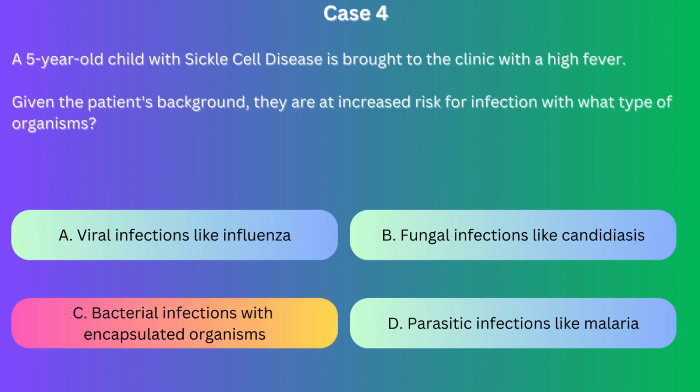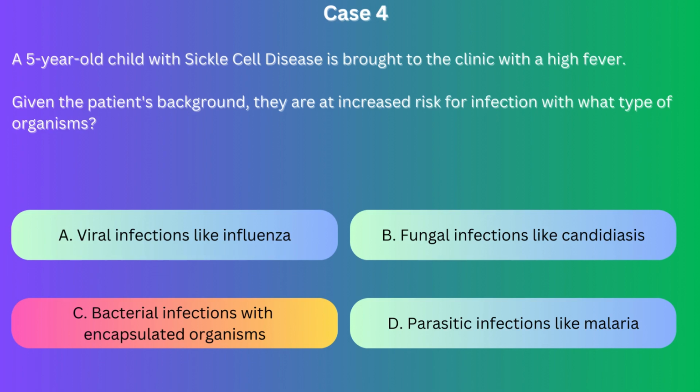Correct answer, C. Children with sickle cell disease are particularly susceptible to infections from encapsulated bacteria due to impaired splenic function or functional asplenia. The spleen plays a crucial role in filtering bacteria and mounting an immune response, especially against encapsulated organisms like Streptococcus pneumoniae and Haemophilus influenzae.